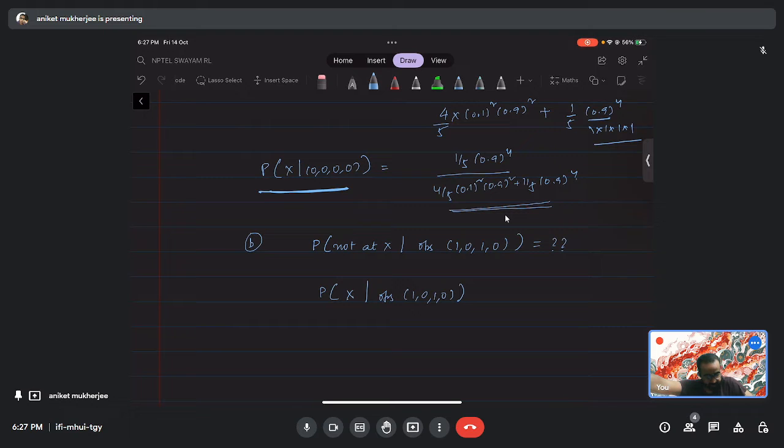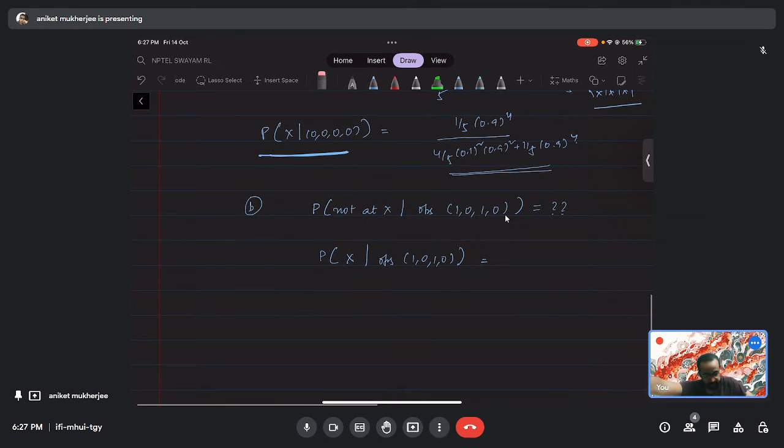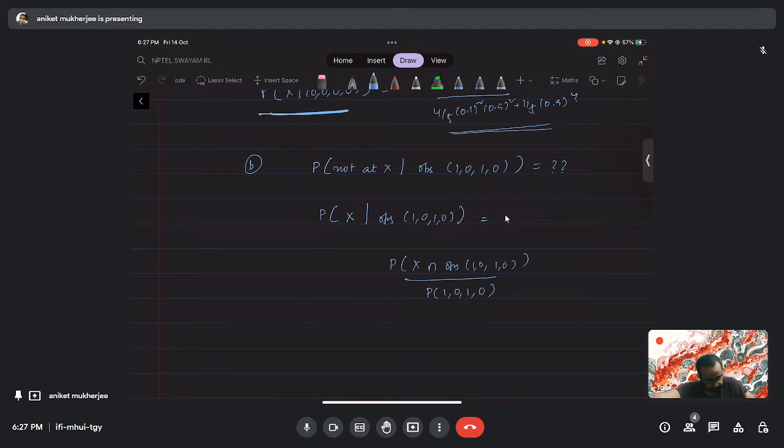So what is this? This is equal to 1 minus this. Okay, so first we'll find this. We'll find the probability of X given observation 1, 0, 1, 0. So this is P of X intersection 1, 0, 1, 0, given P of 1, 0, 1, 0. We'll have to calculate P of 1, 0, 1, 0 now. Maybe the numerator would be easy first.